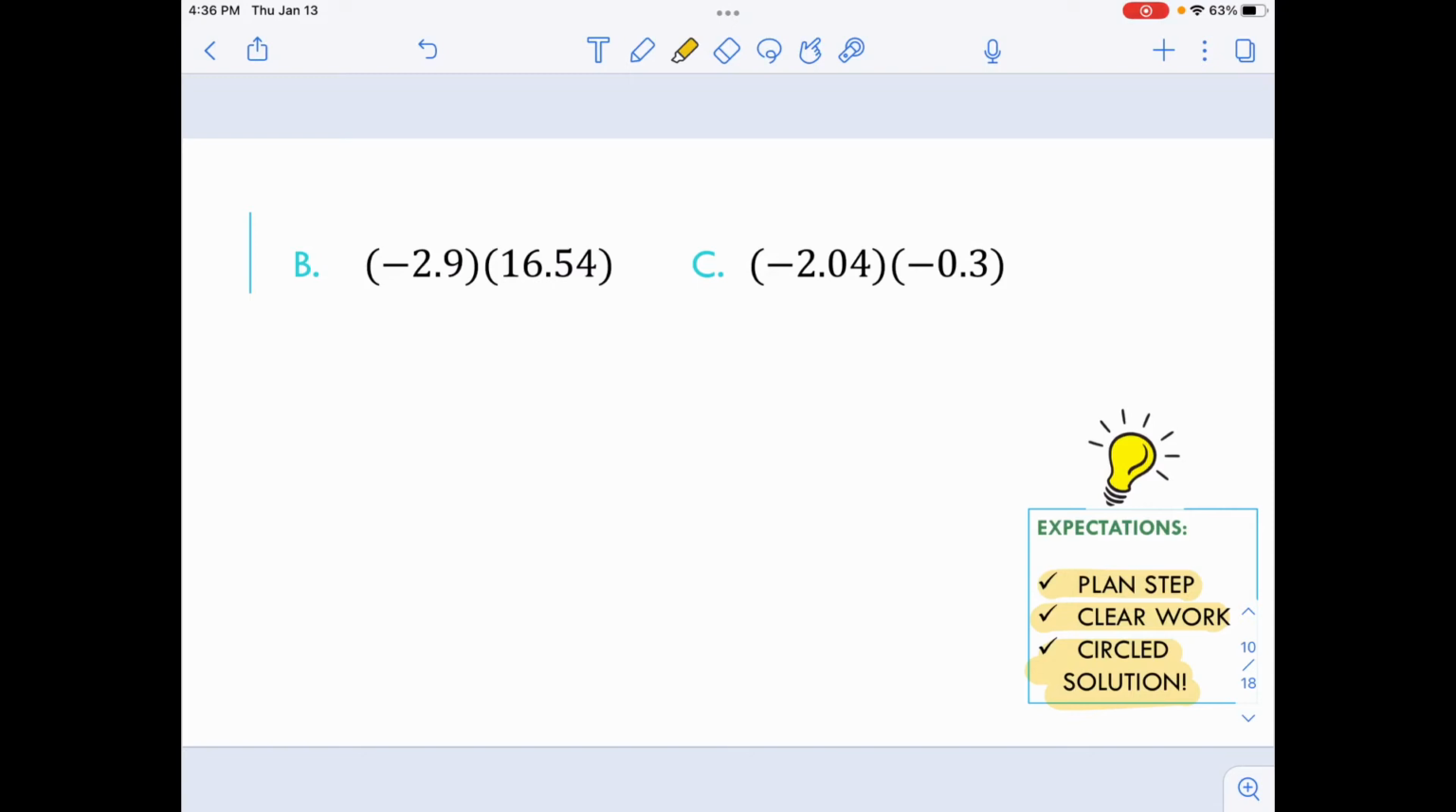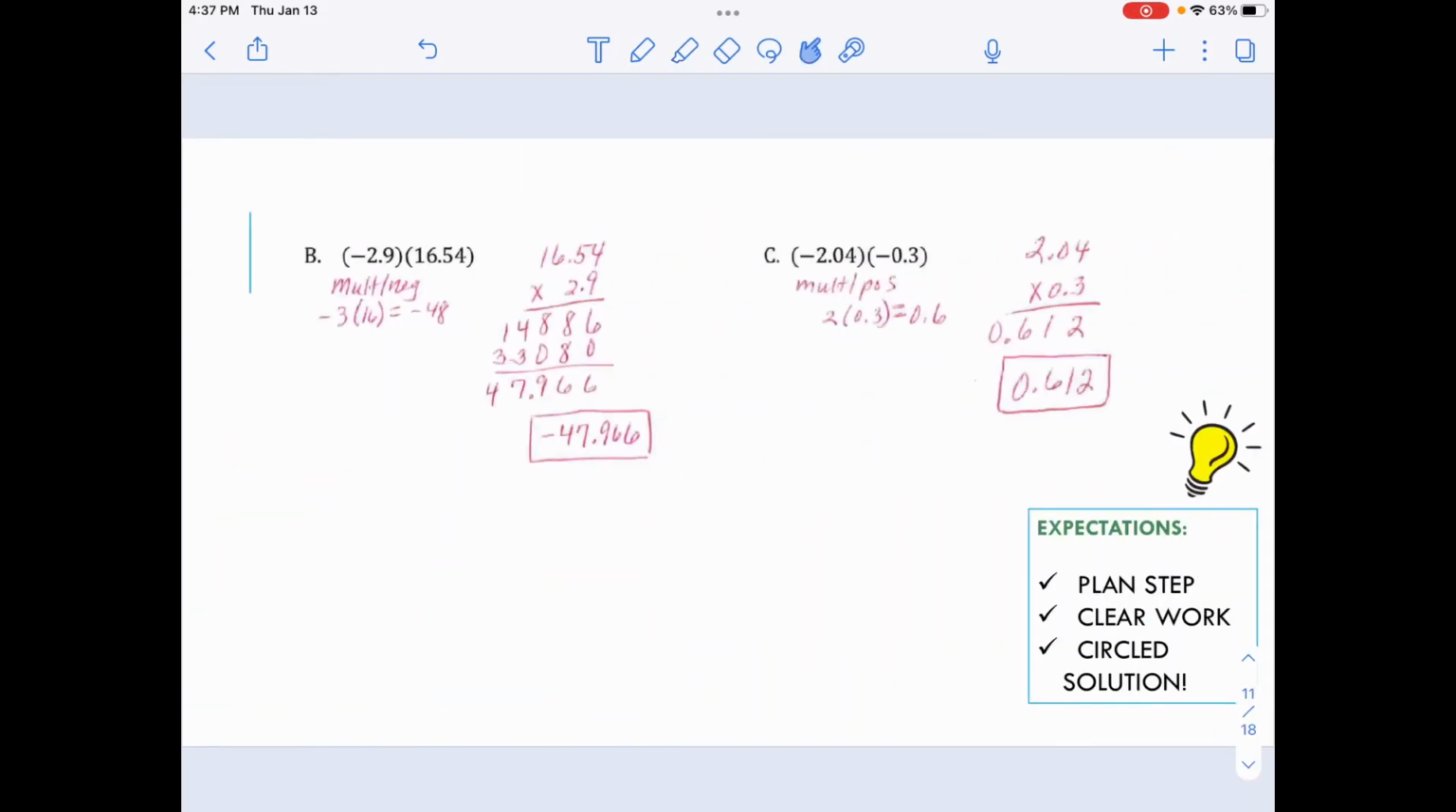All right, at this time, hopefully you have multiplied both B and C. So let's do some TV magic. Let's look at the answers. For example, B, we should have had the answer of -47 and 966 thousandths. For example, C, you should have had 612 thousandths.